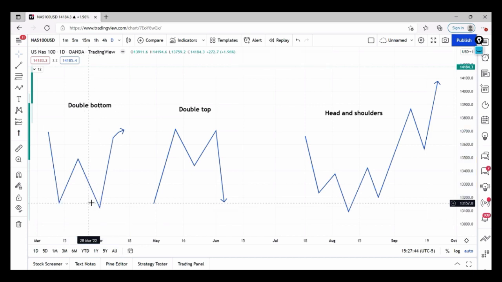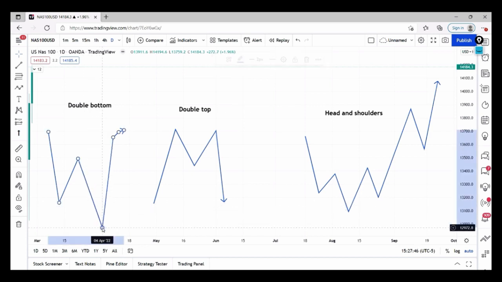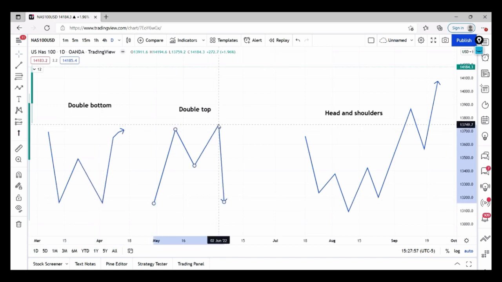As long as it's not drastic, like something like this, then I would say this probably doesn't look like a double bottom. But if it's a little bit off like this, or a little bit up like this, it's all good. Same thing with a double top. If it's a little bit higher, a little bit like that, that's good. And or if it's a little bit lower, that's good.